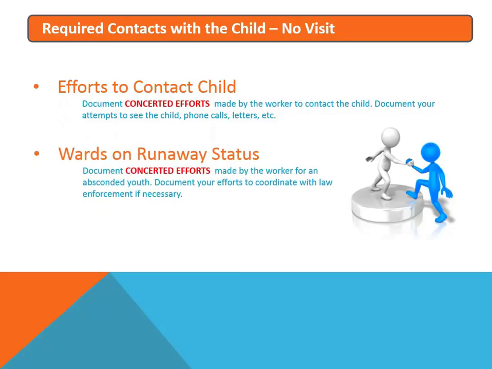The fifth required contact type is wards on runaway status. This type of contact would be selected if a youth has physically absconded from their place of residence and cannot be located. When selecting this required contact type, make sure to document your efforts to locate the youth, including contact with law enforcement if necessary. Also, double-check your placement information for the youth to ensure the runaway episode is correctly documented on NFOCUS.